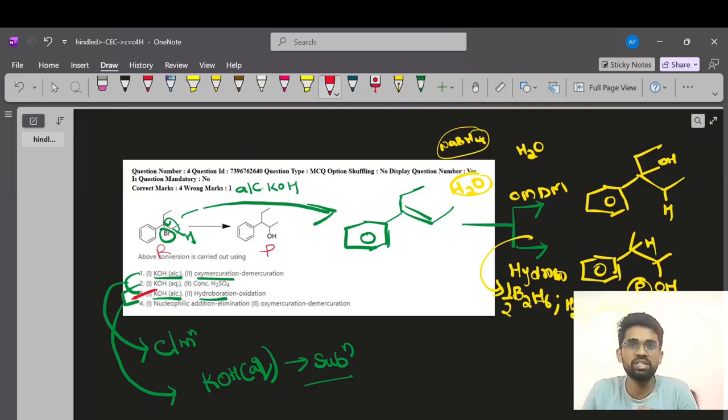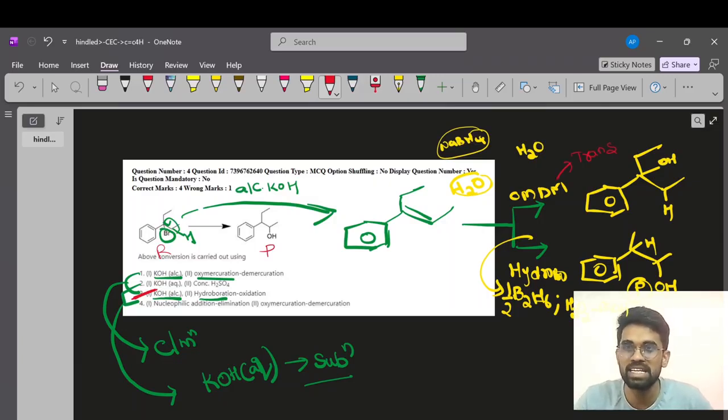And in both of these reactions, OMDM and hydroboration, there is no rearrangement. Both of them take place through concerted steps. I mean, no rearrangement, direct addition. But the OMDM reaction follows a trans addition.